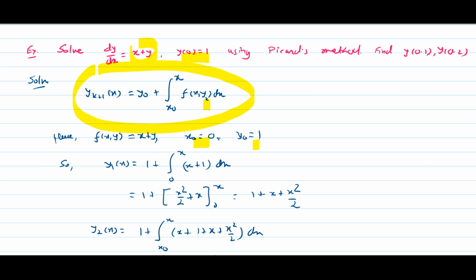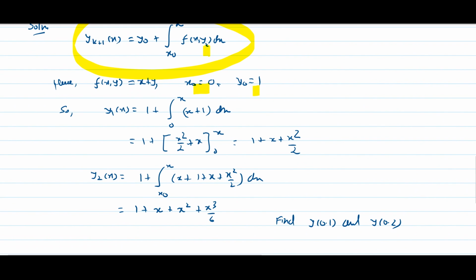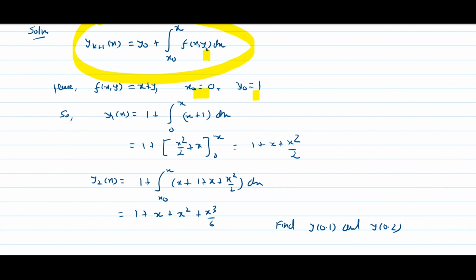So when you put that in the formula, we get y1(x) is 1 plus integration from 0 to x of x plus 1 dx. On simplification we get 1 plus x square by 2 as the answer for y1. When we go for the next iteration, it is y2. y2 is 1 plus integration again from x0 to x of x plus this answer, that is 1 plus x square by 2, dx.